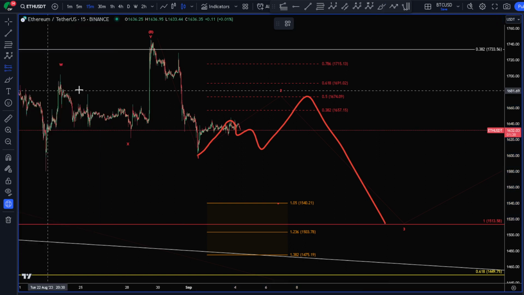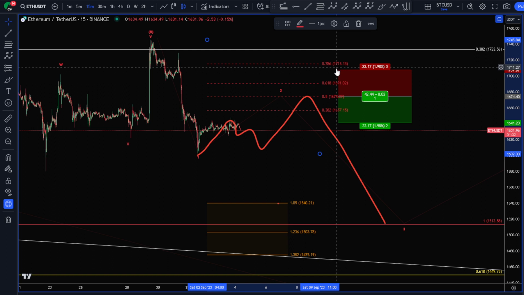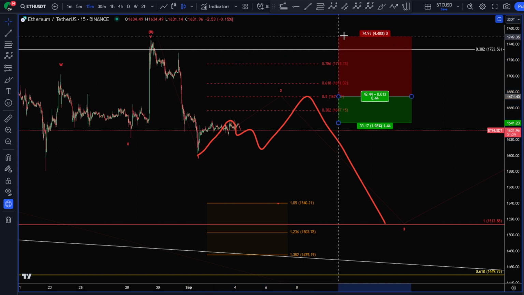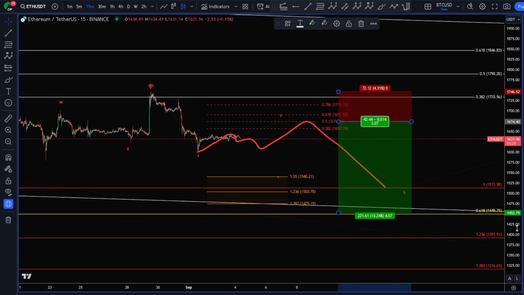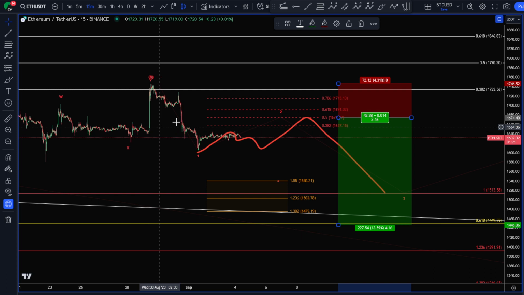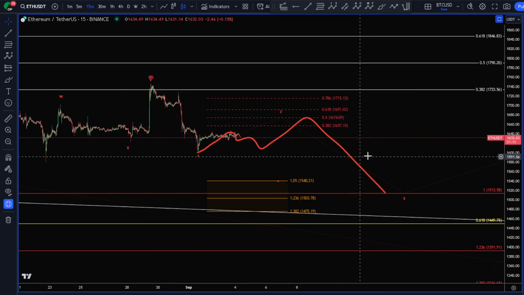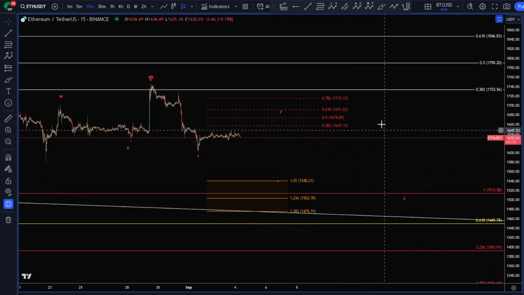The way I'm going to trade this is try and get an average of 50. I'll take some shorts at the 382 and add to my position. Stop goes at the high, and we're going to be targeting down to that 618 minimum extension here. So that's what we're looking for this week.